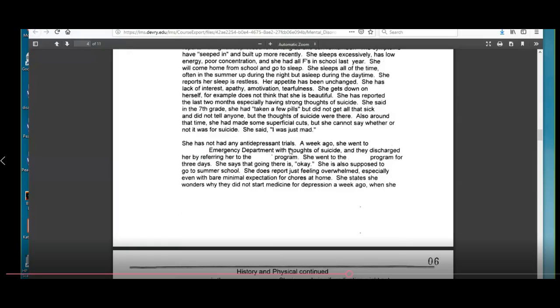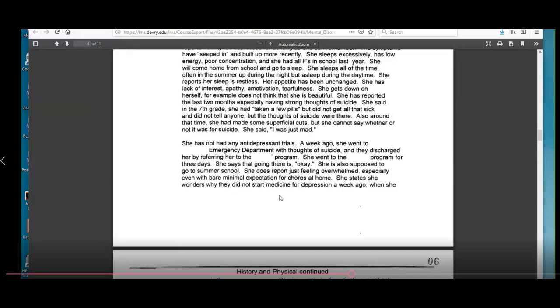She's not had any antidepressant trials. A week ago, she went to the emergency department with thoughts of suicide, and they discharged her by referring her to a program. She went to that program for 3 days. She said it's going okay.